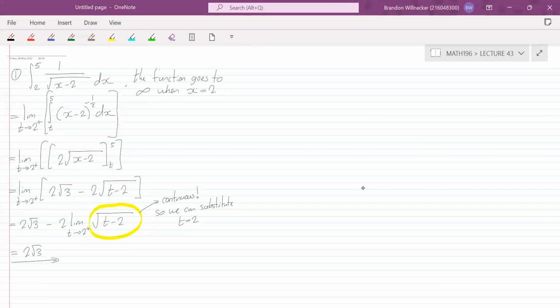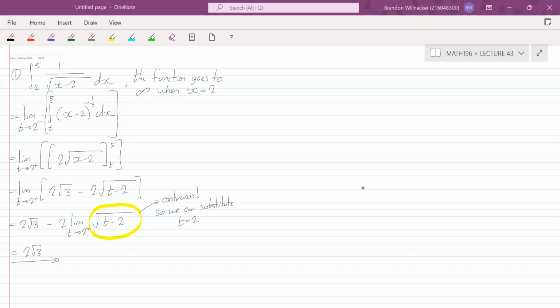Okay. Any questions about this example? Yes, sir. Can you please tell me how can we see that the asymptote is on the left?